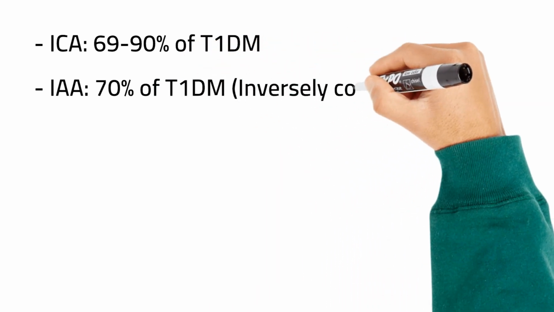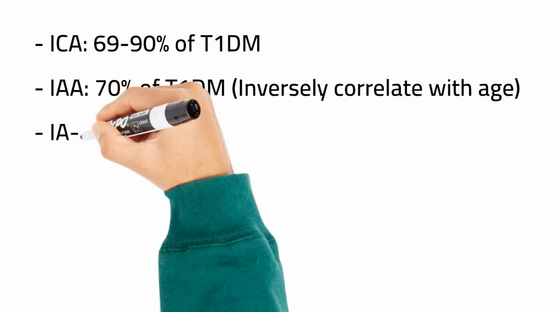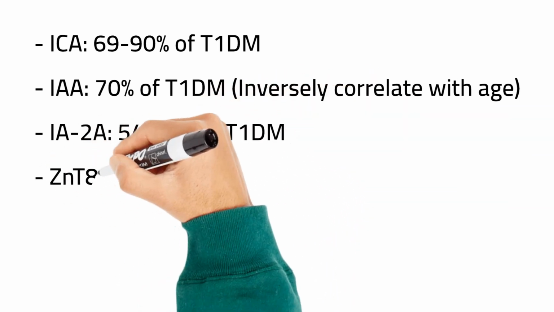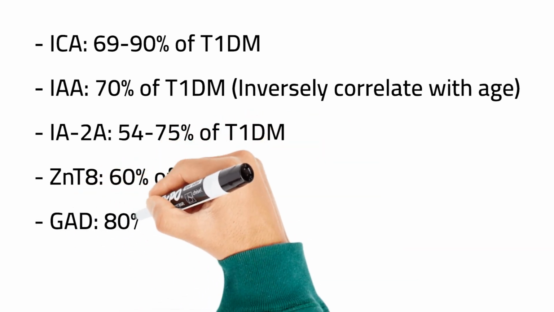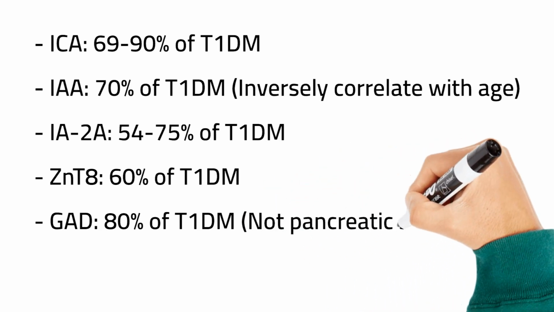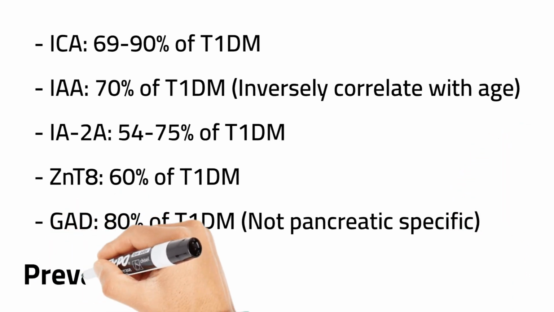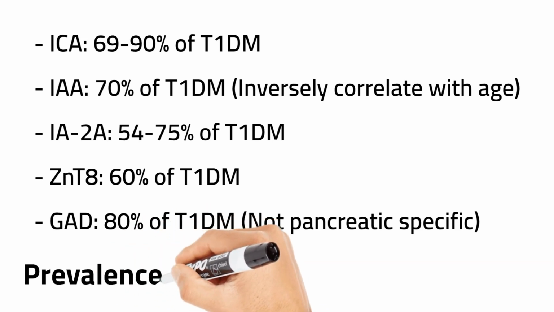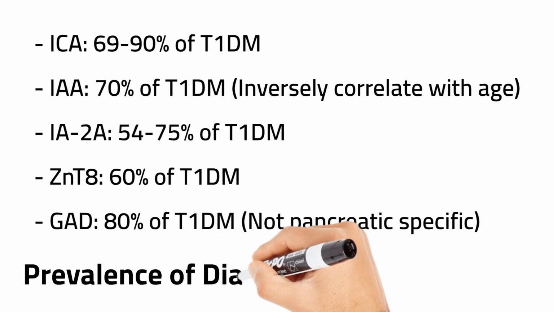Islet-cell cytoplasmic antibodies are found in approximately 69 to 90% of type 1 diabetics. Insulin autoantibodies are found in approximately 70% of type 1 diabetics. This is usually detected in young children, but the levels inversely correlate with age. Insulinoma-associated 2 autoantibodies are found in approximately 54 to 75% of type 1 diabetics. Zinc transporter 8 antibodies are a relatively new marker and are found in approximately 60% of type 1 diabetics. Glutamic acid decarboxylase antibodies are found in approximately 80% of type 1 diabetics.